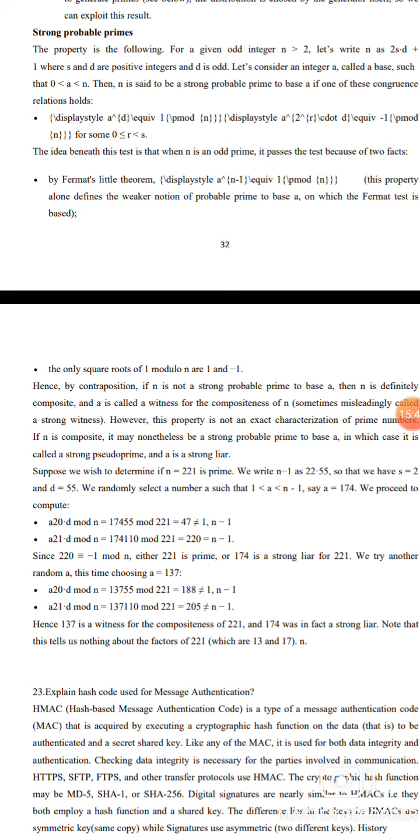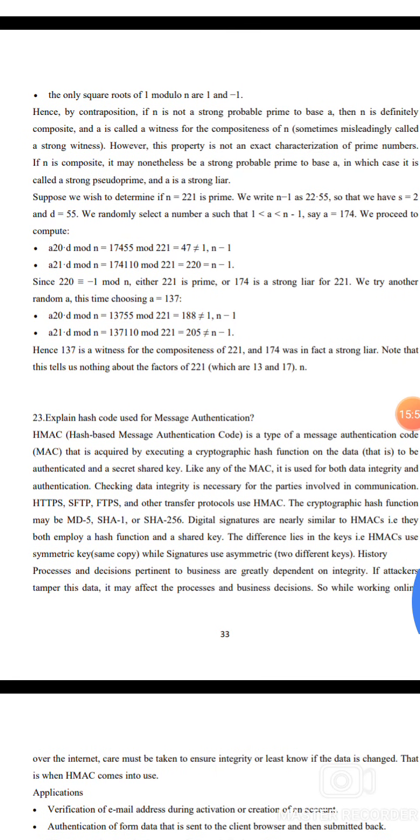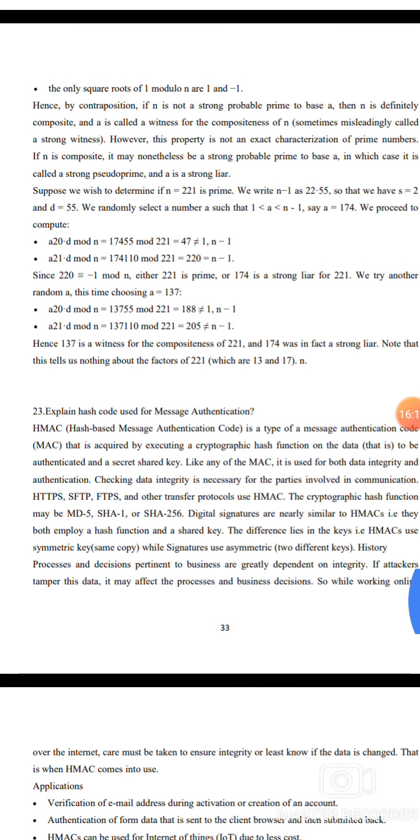The Fermat little theorem properly defines the weaker notion of probable prime, on which the Fermat test is based. The square root of 1 modulo n is 1, that is plus 1 and minus 1. This is an example: we have to compute a^(2^0 d) mod n, so 17,455 mod 221 equals 47, not equal to 1 or n minus 1.